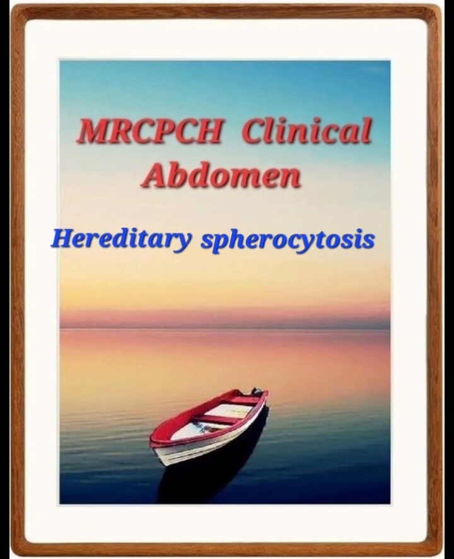So this is all about hereditary spherocytosis, which comes under chronic hemolytic anemia. Chronic hemolytic anemia includes thalassemia, sickle cell anemia or sickle cell disease, and we include hereditary spherocytosis, also among the causes of hepatomegaly. So this is all about it.